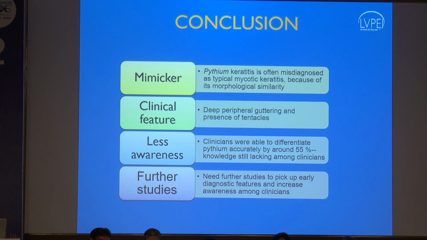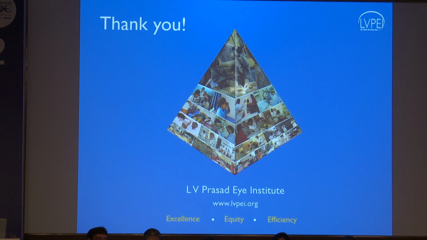The specific clinical features which help us in differentiating include deep peripheral guttering and the presence of tentacles. Clinicians in our study were able to differentiate Pythium accurately by only 55%, which shows that the knowledge is still lacking among the clinicians. Therefore, there is need for further studies to pick up the early diagnostic features and an easily accessible microbiological test, and it is very important to increase the awareness about this emerging etiological agent among all the clinicians. Thank you for your patient listening.